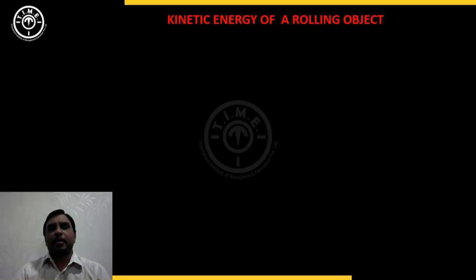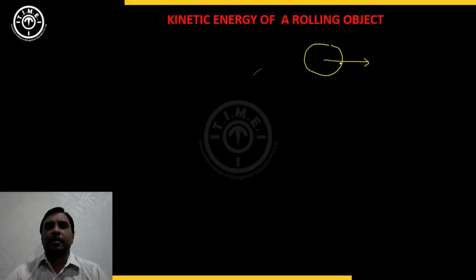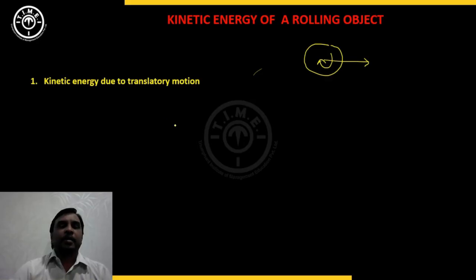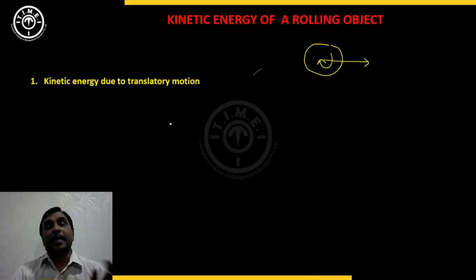What exactly is a rolling object? Let me take one circular object. Rolling is nothing but a translatory motion as well as a rotatory motion. So when you talk about the kinetic energy of a rolling object, it is the kinetic energy due to translatory motion and the kinetic energy due to rotatory motion. First, we'll discuss the kinetic energy due to translatory motion.